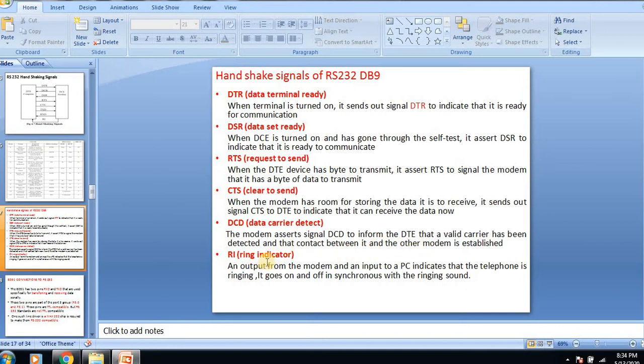And next we have the ring indicator. This is an output from the modem and an input to the PC, which is nothing but the DTE. It indicates that the telephone is ringing, and it goes on and off in synchronism with the ringing sound. So these are the handshaking signals of the RS-232 DB9 when we communicate between the DTE and the DCE.